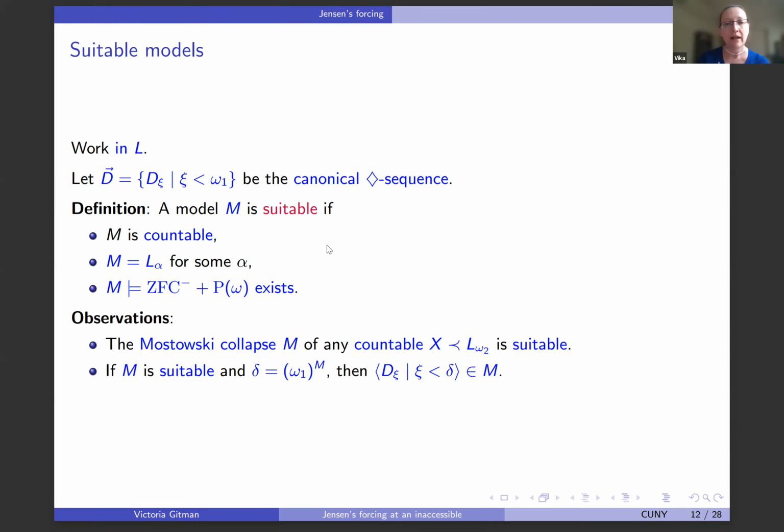but I need the power set of omega to exist. Okay, sort of the easiest examples of such models is take a countable elementary substructure of L omega 2 and collapse it. So that will satisfy all of the properties. And these are the ones that we work with in the construction, basically. And so one of the key nice properties of suitable models is that they're correct about the canonical diamond sequence. So if you have a suitable model and delta is the omega 1 of this model, then it has the sequence up to delta, and it knows that it's the canonical sequence.